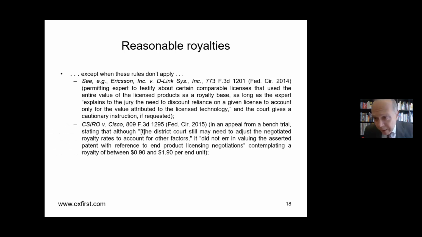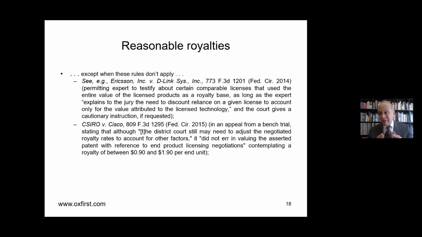In somewhat the same vein, this Federal Circuit decision from 2015, Ericsson versus Cisco, this was in a bench trial, so some of these concerns about potentially misleading a jury may not be applicable here. Anyway, in this case, the court stated that although the district court may still need to adjust the negotiated royalty rates to account for other factors, it did not err in valuing the asserted patent with reference to end product licensing negotiations, contemplating a royalty of between 90 cents and $1.90 per end unit.